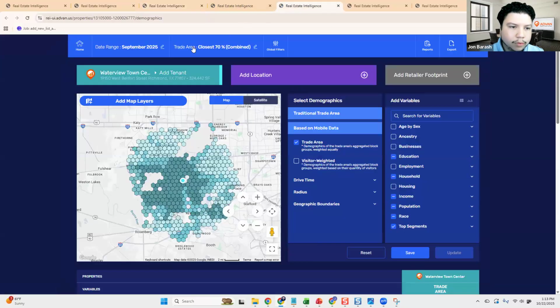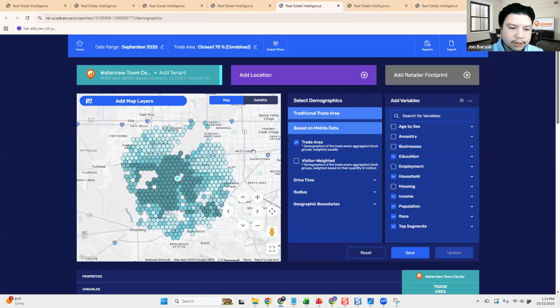So now fast forwarding a little bit, it's September 2025, and we've been open for about a month here in Waterview Town Center. And things are going pretty well, but they can always be going better. So what I want to do now is take a look at those who are not visiting quite as often as we would like, but do live within our mobile trade area.